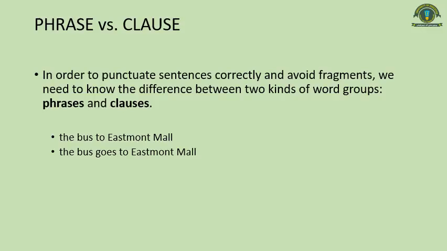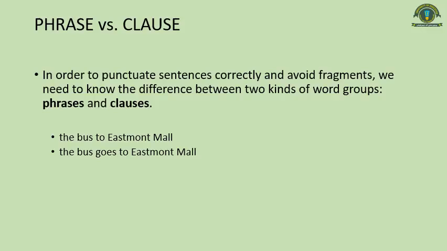To find the subject-verb unit in sentences, we need to follow these two steps. First, find the verb by applying the time test. Change the time or tense of the sentence. The word you change is a verb. In example number 2, we can change the bus goes to Eastmont Mall to the bus went to Eastmont Mall yesterday, or the bus will go to Eastmont Mall tomorrow. When we change the time, we have to change goes to went or to will go. So goes is the verb.